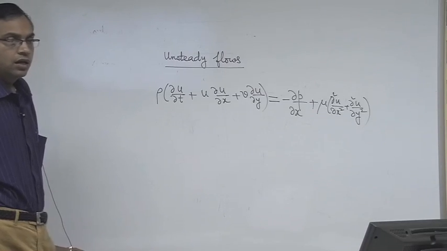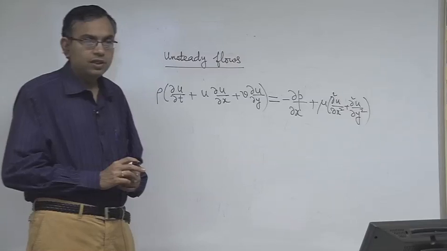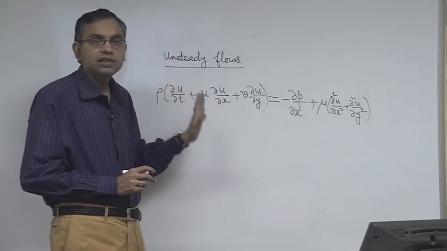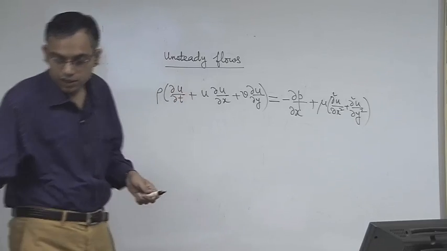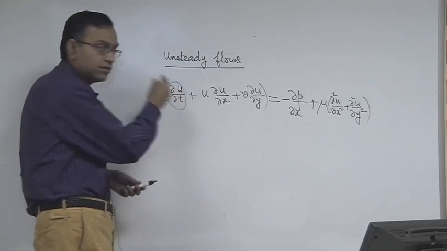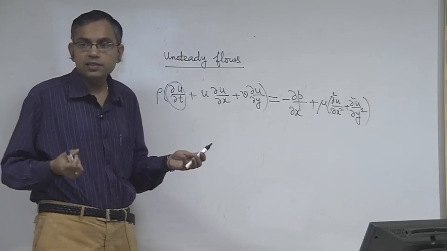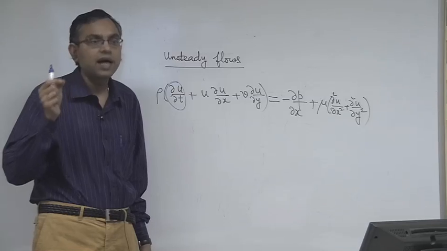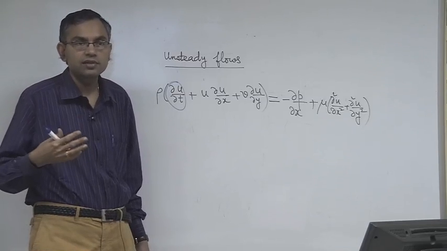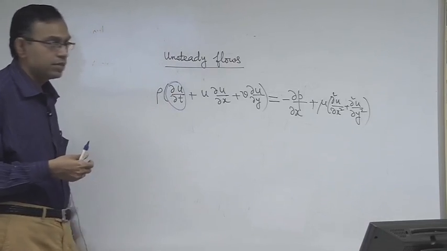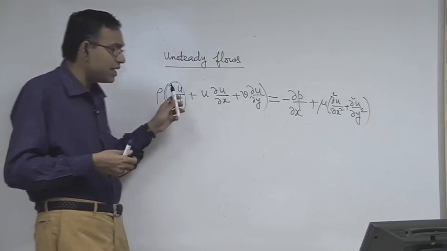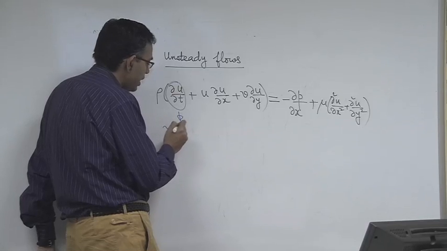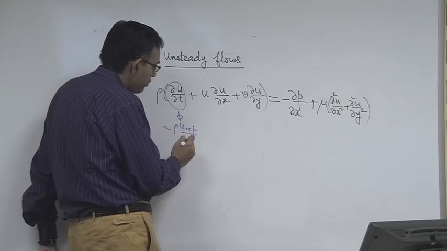Now, if it is an unsteady problem, there is one term in this equation which must be important. What is that term? The del u del t term, right? Because unsteadiness means the velocity field at a given point is expected to change with time, then only the unsteadiness comes. So obviously this term is important. Now, this term is associated with a time scale. So, we can write the order of magnitude of this term as rho u reference by t reference.